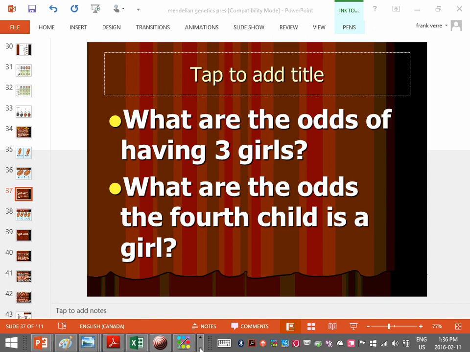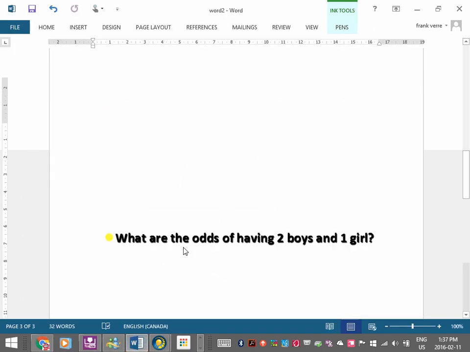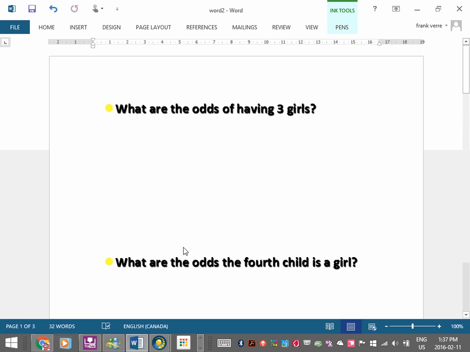Well, there's only one way to get this outcome. There's only one way to get 3 girls if you're having 3 kids. What would that be? Well, it would have to be first baby is a girl, second baby is a girl, third baby is a girl. Is there any other way to get this? No. Okay. What are the odds of getting a girl?